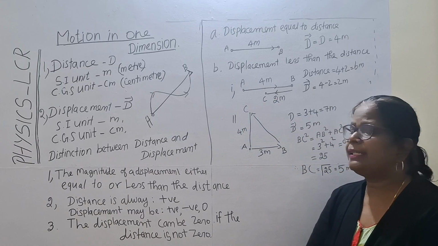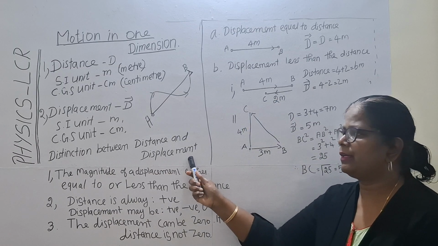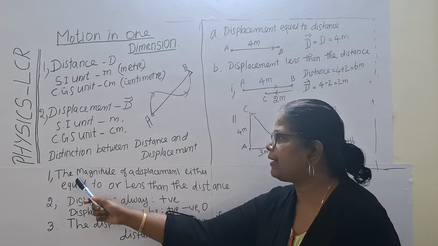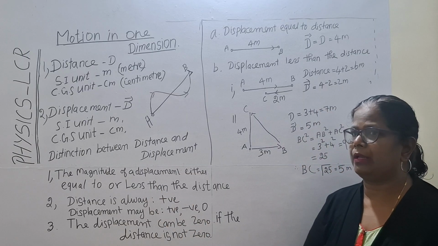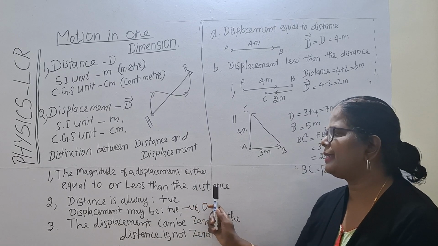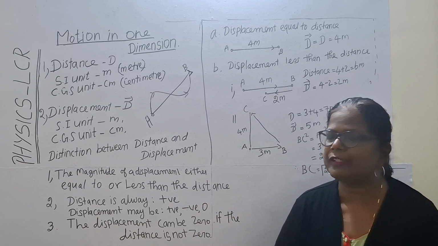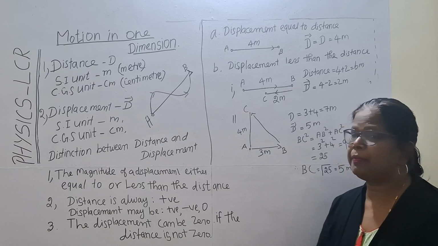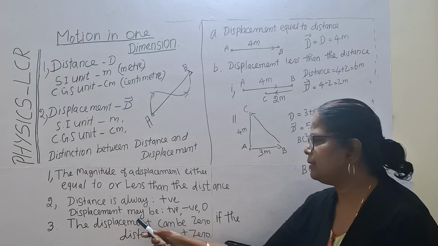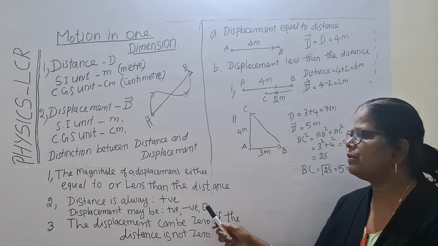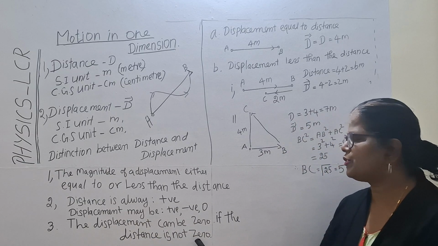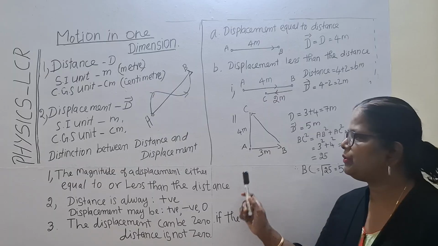What is the distinction between distance and displacement? Here I have given three points. One, the magnitude of the displacement is either equal to or less than the distance. Next, distance is always a positive value. Displacement may be positive, negative, or 0. Third, displacement can be 0 even if the distance is not 0. I will give an example so you can understand.